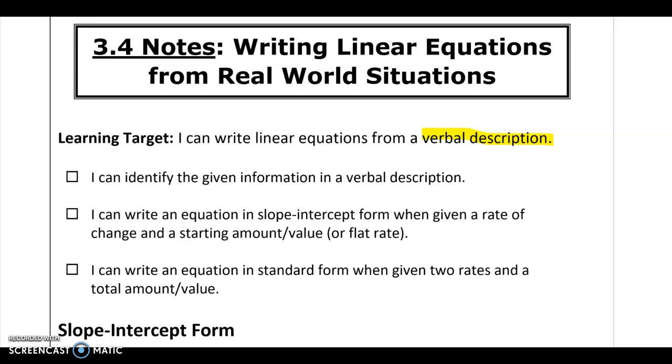For instance, in slope-intercept form, we need to be able to find the rate of change, which is another word for slope, and the starting value, which is our y-intercept of the equation. I can write an equation in standard form if we're given two rates, so basically like two slopes and a total value. So let's see what that looks like in the equations.